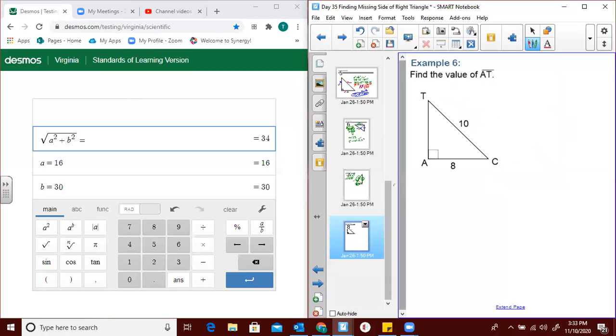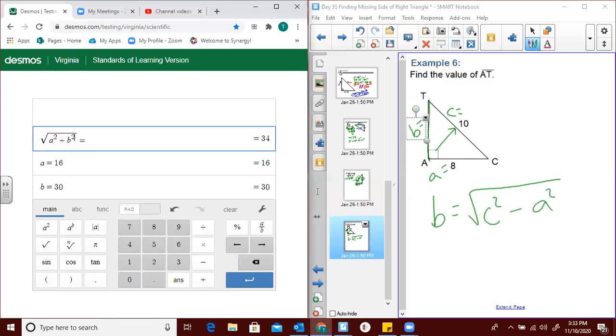All right, last but not least, again, we're looking for a line segment, I should say. So find the value of AT. Well, we know that our hypotenuse is going to be 10. So C equals 10. Remember, I like to look for B. So B equals. Well, for this one, we had a little formula that we found too. And that was that B equals the square root of C squared minus A squared. So let's pop that into Desmos and see if we can get something going.